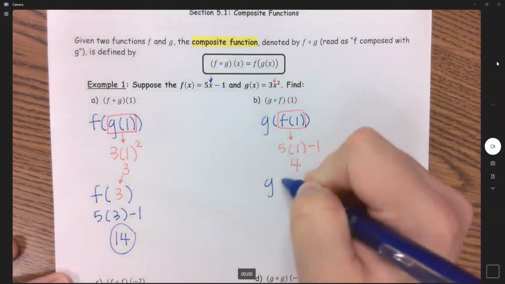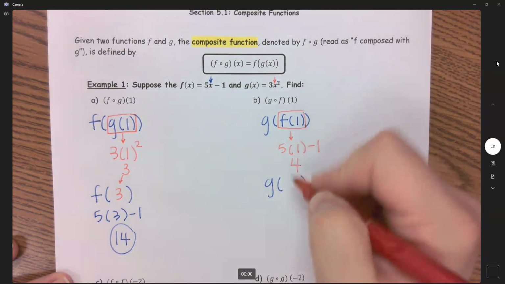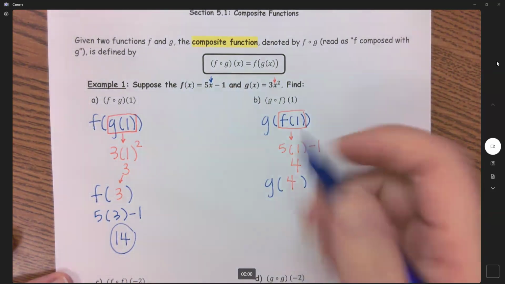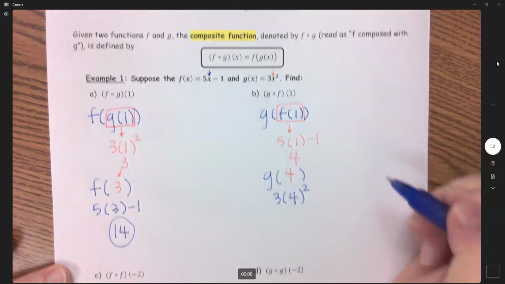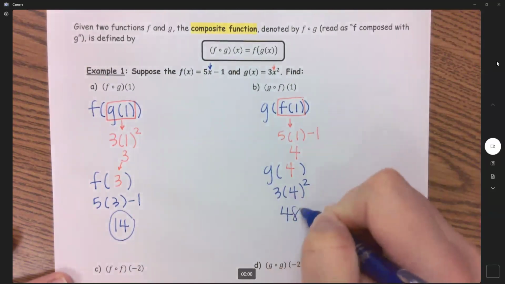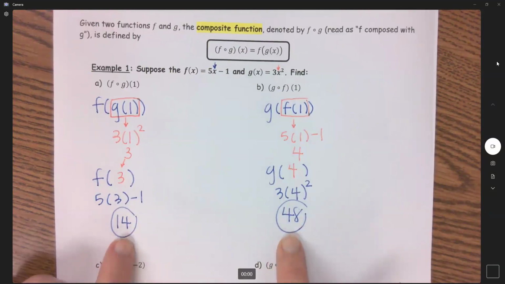Okay, so now we got g of, what did f of 1 equal? It equaled 4. So now we'll come over here to our g of x function and evaluate when x is 4. So we have 3 times 4 squared. 4 squared is 16 times 3 gives me 48. You can see here, order matters. Make sure you follow the order that is given to you.